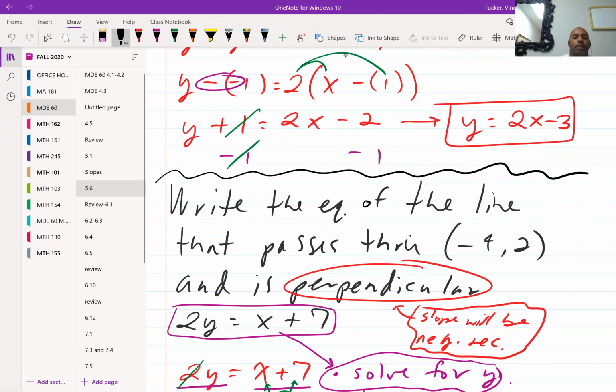All right, so this time, we want to write the equation of the line that passes through the point (-4, 2), but is perpendicular to 2y equal to x plus 7. So this time, instead of parallel, we're talking about perpendicular. The line we create, or the equation we create, will be perpendicular.